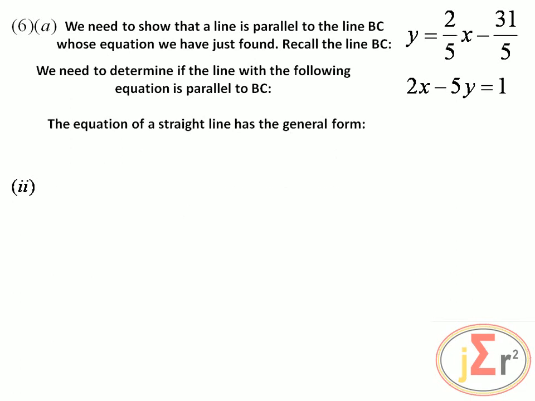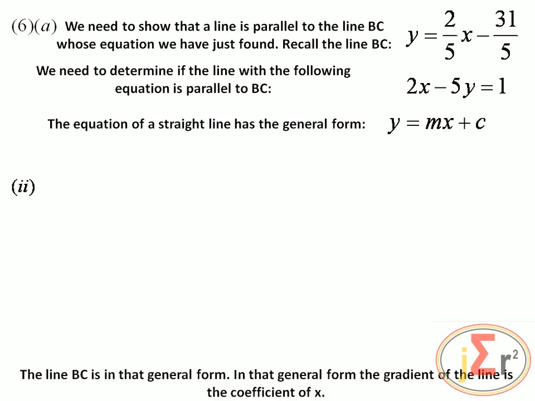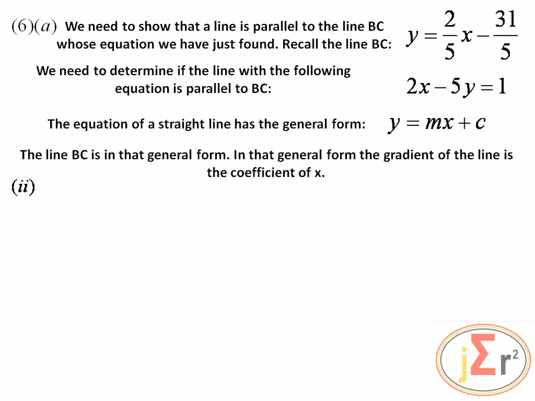The equation of a straight line has a general form that we are using for about the third time today. The line BC is in that general form. In that general form, the gradient of the line is the coefficient of x. If it is not in that general form, we cannot make that conclusion.